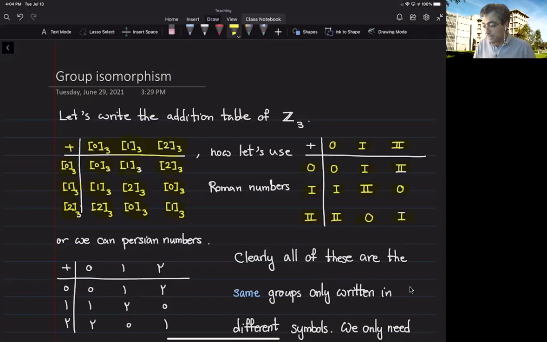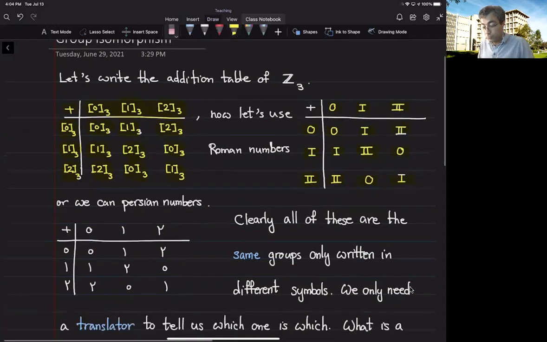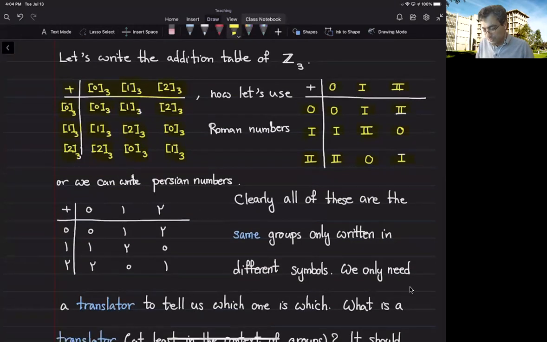Or I can write this in Persian numbers. So we know that I'm Persian. I can write this in Persian numbers, or Arabic numbers. They are slightly different. In Persian, we have this O-shaped kind of 0. In Arabic, it's just a dot. In any case, we have this. It turns out that this is 1, this is 2 in Persian, and I have 0. So then I can write down this table, and it would be the same as this one.